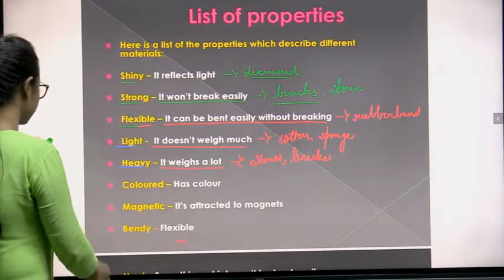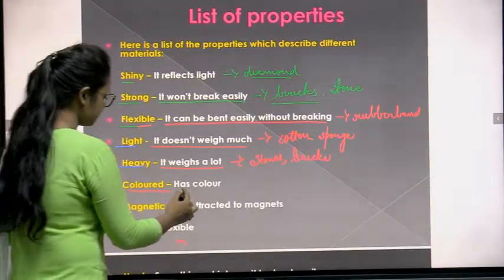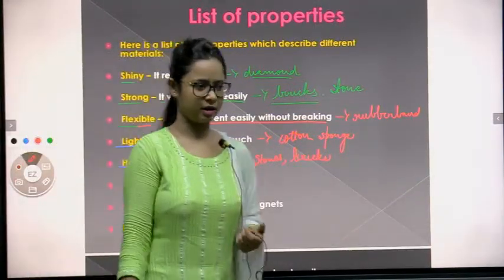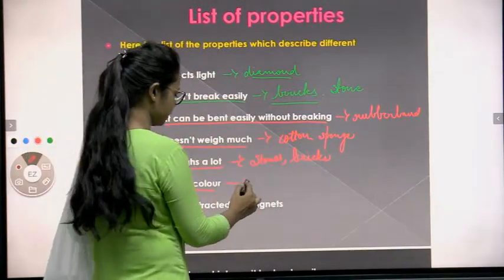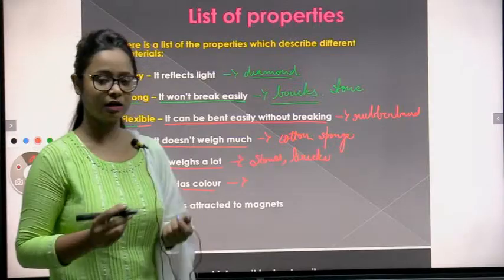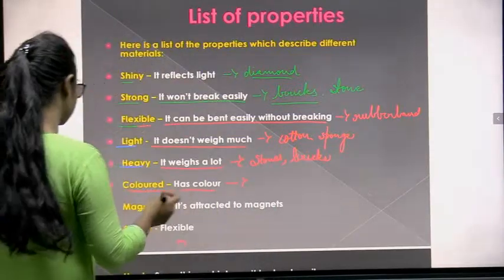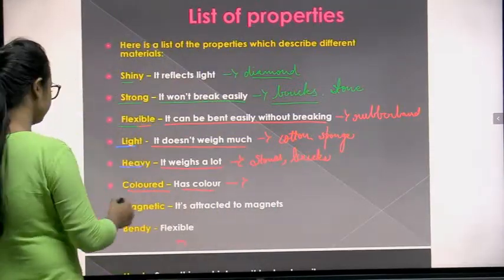Okay, next is colored. Something which has color, anything. Most of the things are colored only, so you can take any example in that. Any example which is colored, you can say that is a colored thing. That is also a property of material.